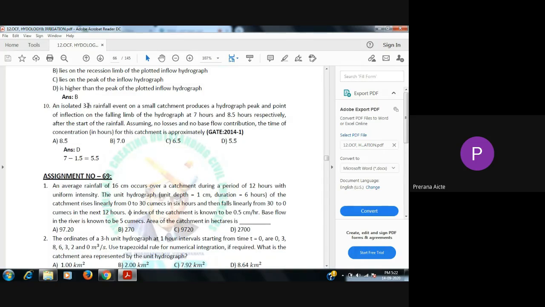See this problem. An isolated 3-hour rainfall event on a small catchment produces a hydrograph peak and the point of inflection on the falling limb of the hydrograph at 7 hours and 8.5 hours respectively after the start of the rainfall, assuming low losses and no base flow contribution. What is the time of concentration in hours for this catchment approximately? It's of course a direct question actually: 7 hours minus 1.5, it comes around 5.5. Of course, the formula is also there, the starting formula n equal to 0.87 A power 0.2, that will give this answer straight away.